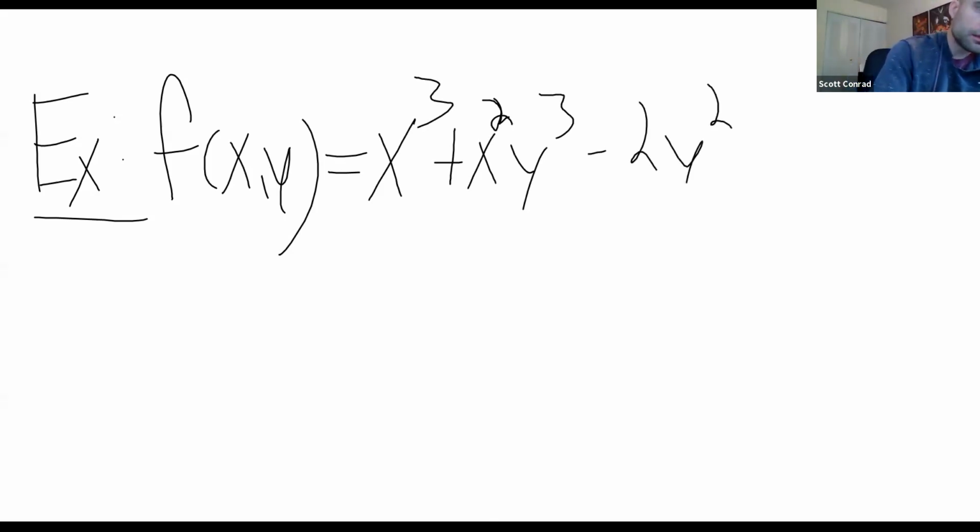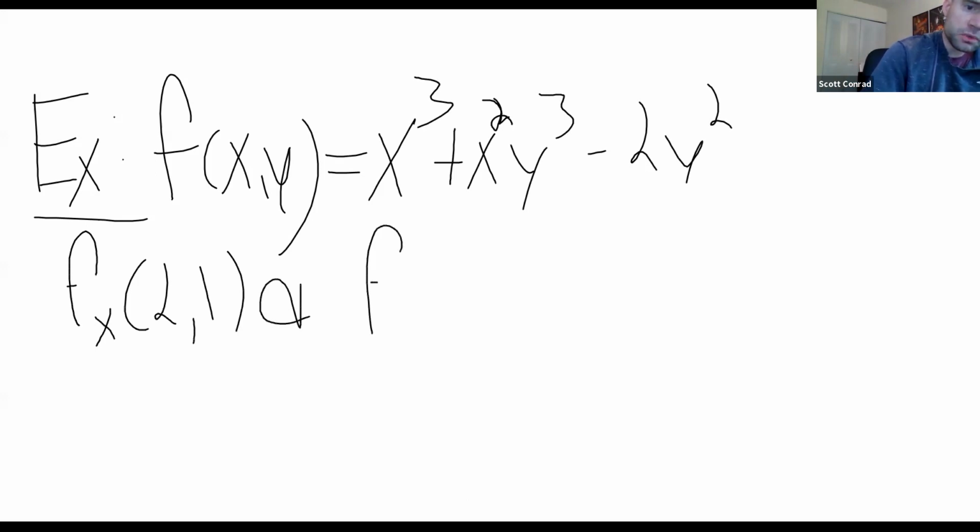Let's calculate the partial with respect to x at 2, 1, and the partial with respect to y at 2, 1.